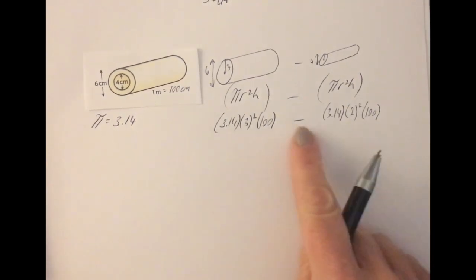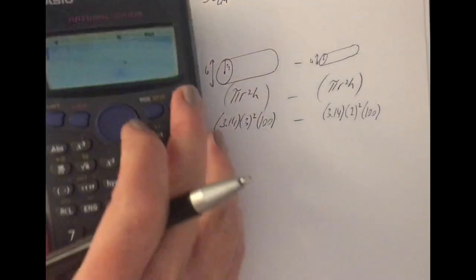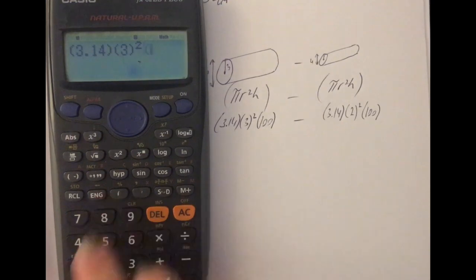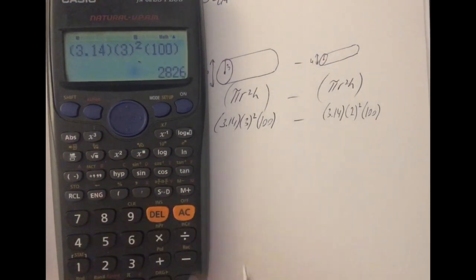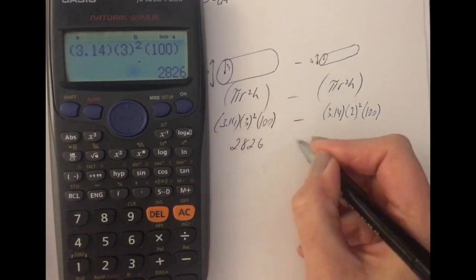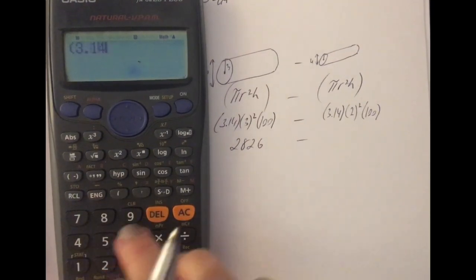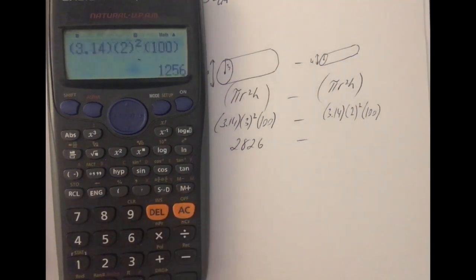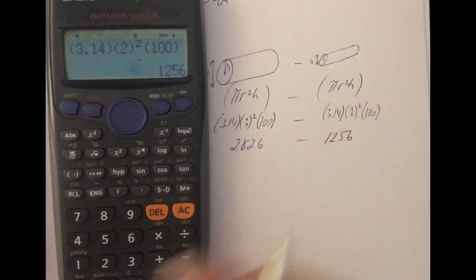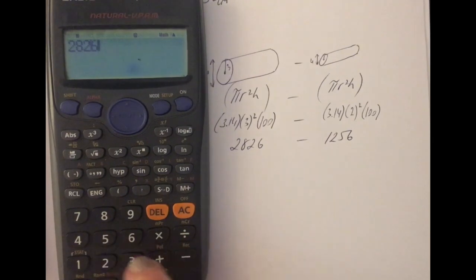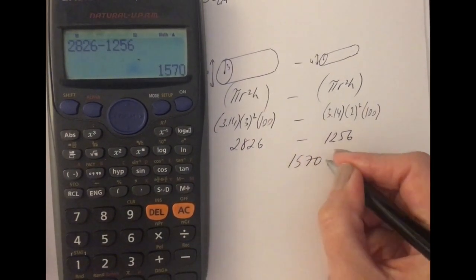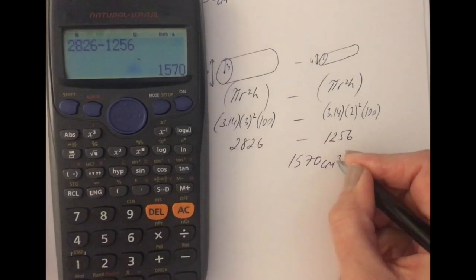So we have this subtract this. And if I do that on the calculator, I get 3.14 and then 3 squared times 100 equals 2826 minus 3.14 times 2 squared times 100. And of course, I'm getting 1256. So 2826 minus 1256 works out to be 1570, and of course it is centimeters cubed.